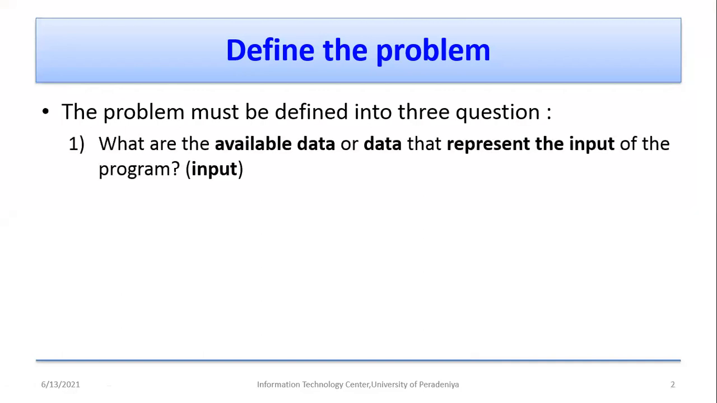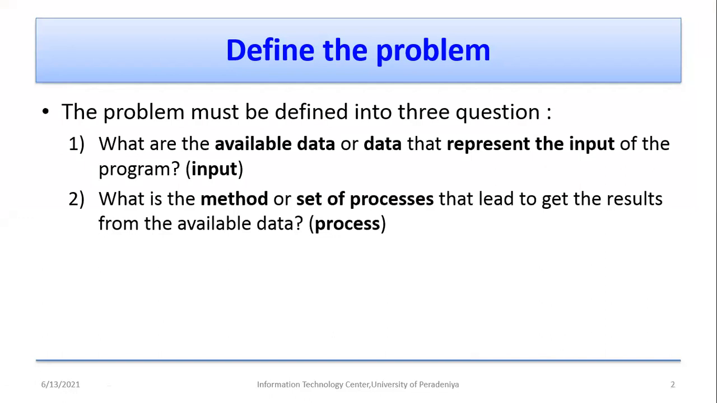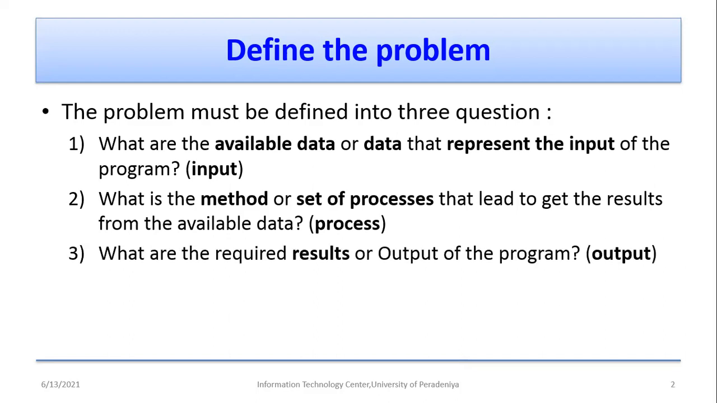The first one is what are the available data, or the data that represent the input of the program? Simply we can say, what are the inputs? The second one is what is the method or set of processes which lead to the result from the available data? So if you have input, then we have to do a particular process to get the result. And then the third one is what are the required results, or what is the output of the program? Simply, it is called output.